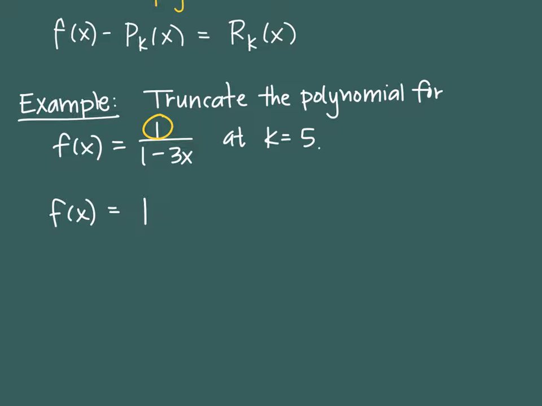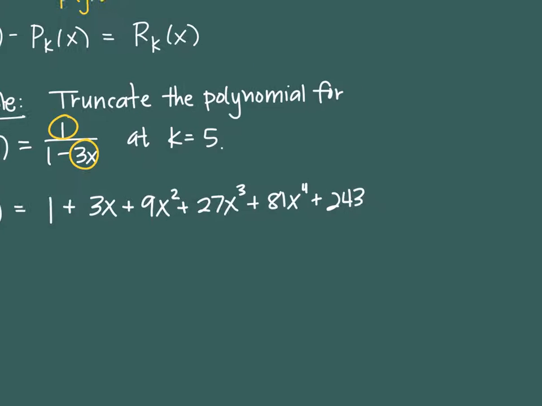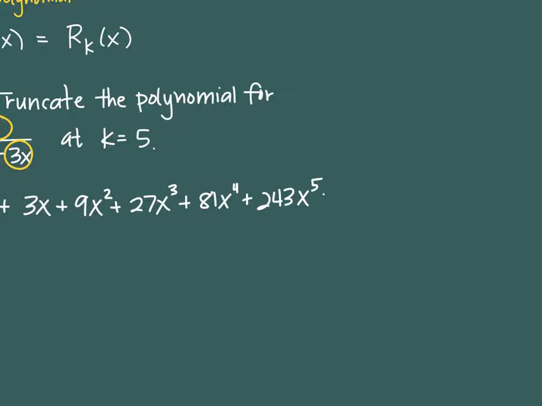What's the r in this case? Okay, it's 1 minus r. So what is r, positive or negative? Okay, r is positive. Whoops. Okay, so there's your r. So the next term would be 3x. What would the next term be? 9x squared. And the next term would be 27x cubed, and then 81x to the 4th, and then 243x to the 5th, and then 729x to the 6th, and on and on and on.